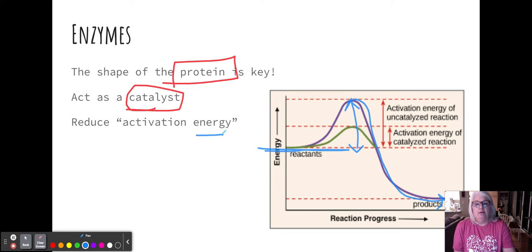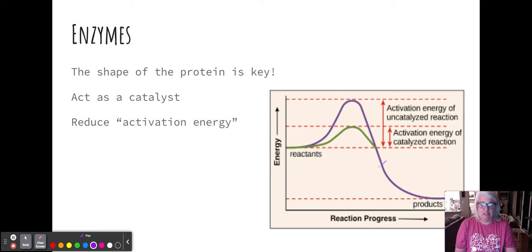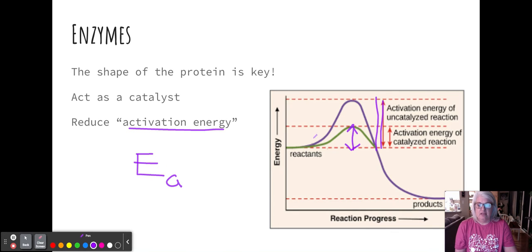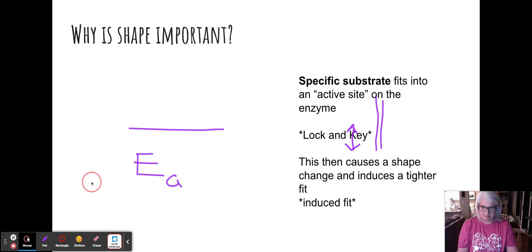What an enzyme does is it lowers how much energy is required for that change from reactants to products. So if you look here, let me erase what I had there because I just made it kind of messy. This first arrow that went all the way from here to here, that is without an enzyme. That's how much energy is required. An enzyme lowers that. So we're lowering the activation energy required. Activation energy is written as a capital E with a subscript A. So that's what activation energy is. Be sure you know how to define that.